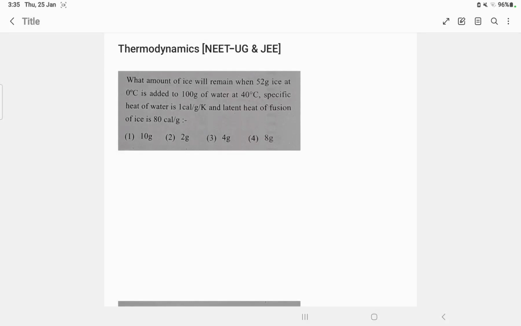Hi everyone, students. Today we will take up some important questions from thermodynamics for NEET and JEE exam. I have selected some of the questions, so get ready with pen and paper. First, let me show you the questions. You can try it by yourself.